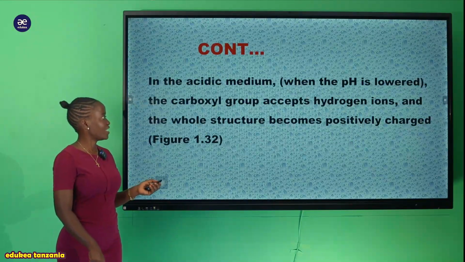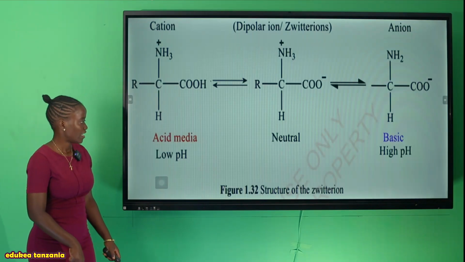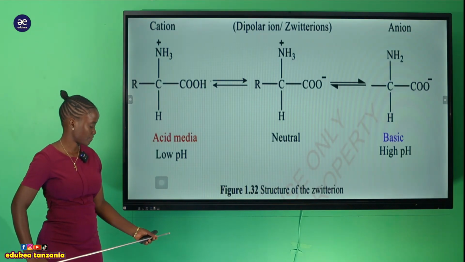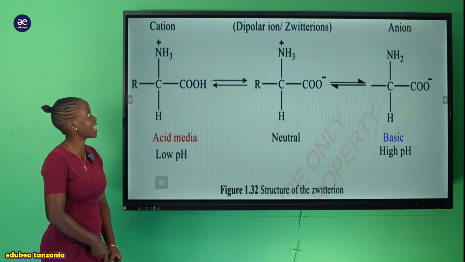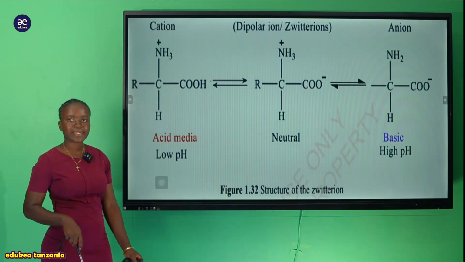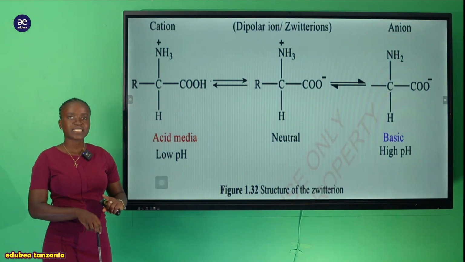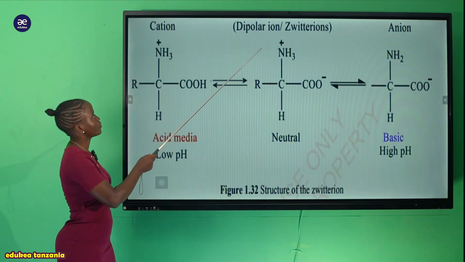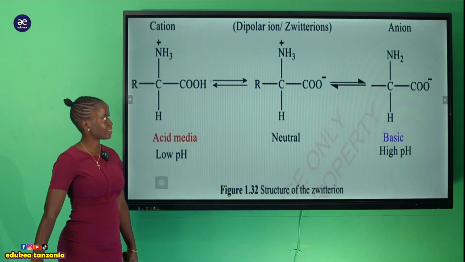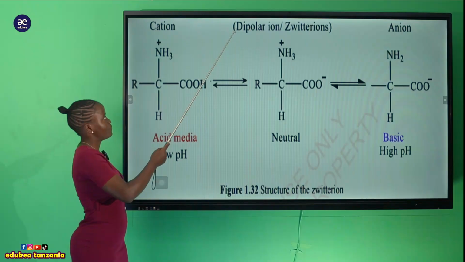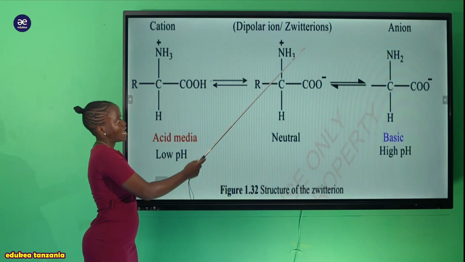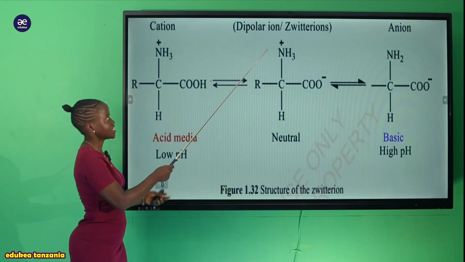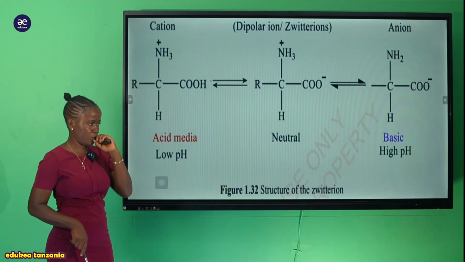So now let's see the structure of the zwitterion. We have said this protein can exist in a neutral form. That is the zwitterion, or we can call it the dipole ion. Kwa sababu gani tunaita dipole? Because there is the presence of two oppositely charged groups, that is a positive charge and a negative charge.